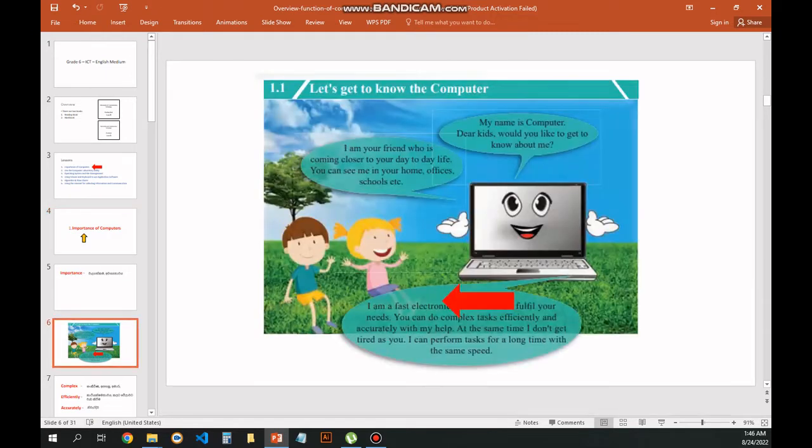Next, if you go through your reading book, this is the first thing that you will see. This is the place where your lessons are going to start. So let's try to read the lesson and get familiar with the things. I'll be very happy if you can read it after me. So let's start. Let's get to know the computer.